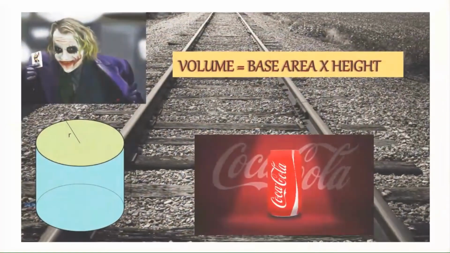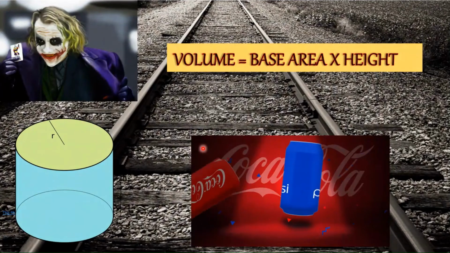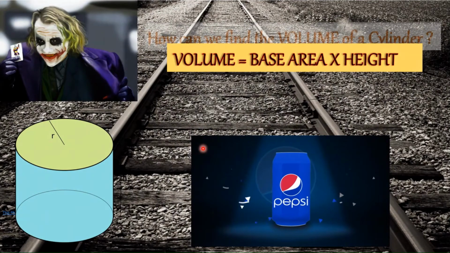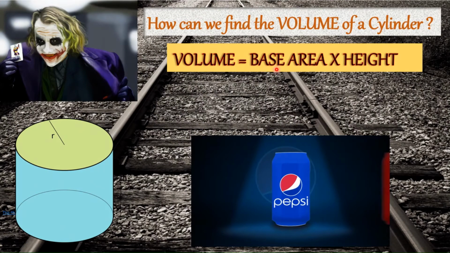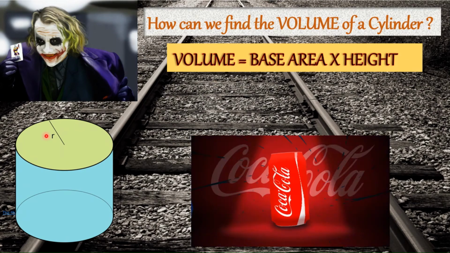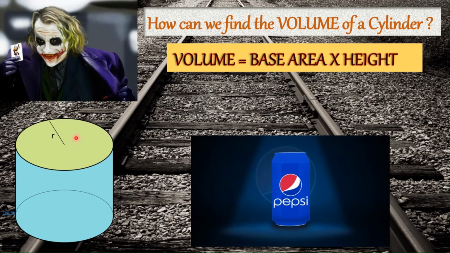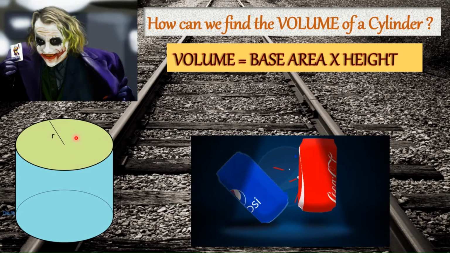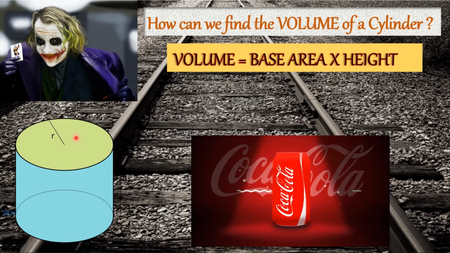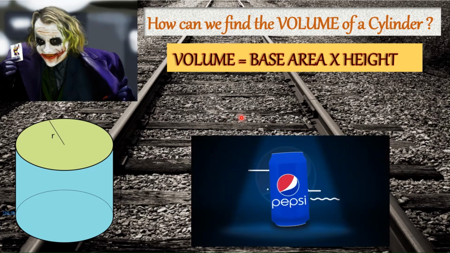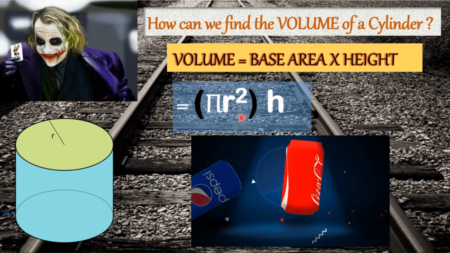Let's go to the new shape. Which shape is this? Yes, it's a cylinder. Again, same, volume is equal to base area into height. You can see the base area. The shape of the base is a circle. And circle formula, what is the formula? Yes, correct. It is pi r square. And what is the height? Height is h. So the final formula will be pi r square h.